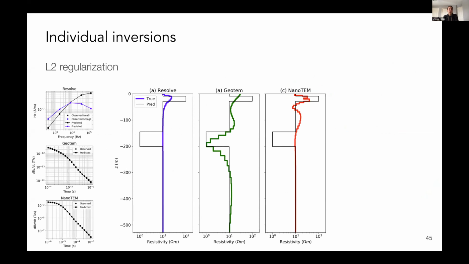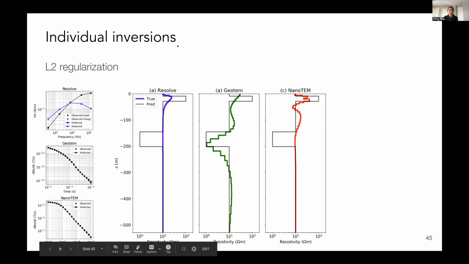So we start, and we can go ahead and invert each of these data sets independently. And so we get 3 different inversion results. We're using L2 regularization for each. I've got a plot on the left of the data and the fit to the data. The dots are the observed data, and the lines that we see are the predicted data. So in each case, we've adequately fit the data.